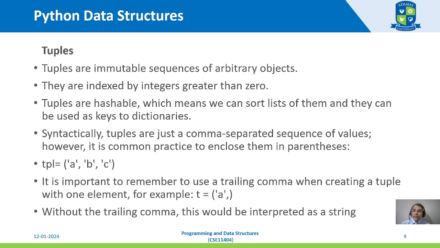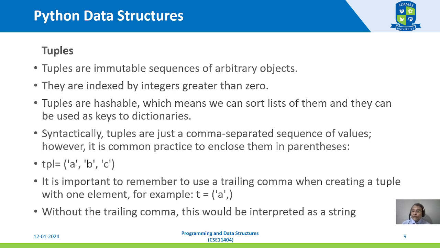Now tuples are hashable, that means we can sort the list of the elements. Syntactically we can use TPL, as we can see from here: TPL, and within single quote A, comma, within single quote B, comma, within single quote C. Here we have declared one tuple with values of string type.